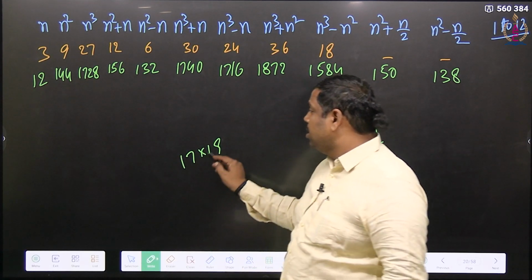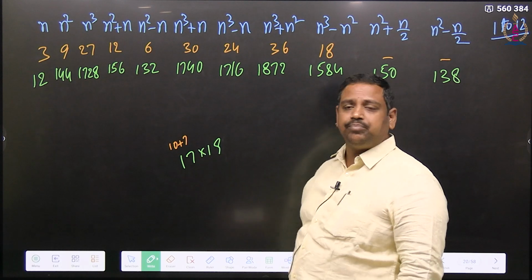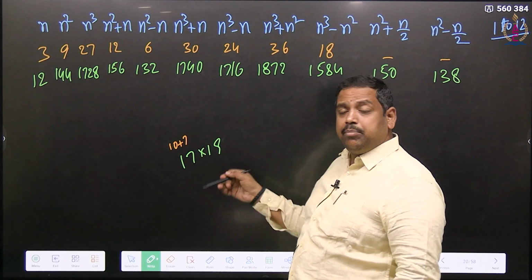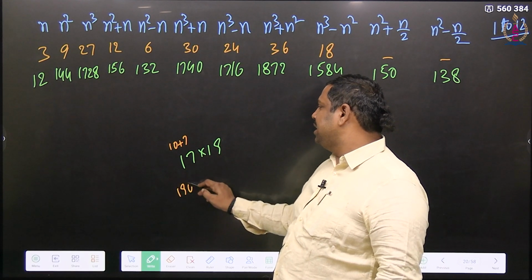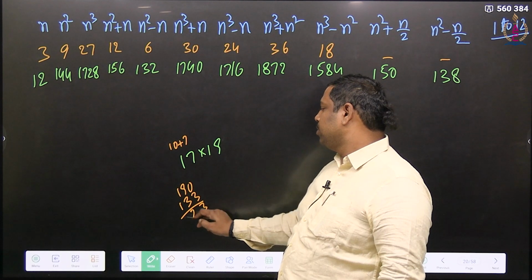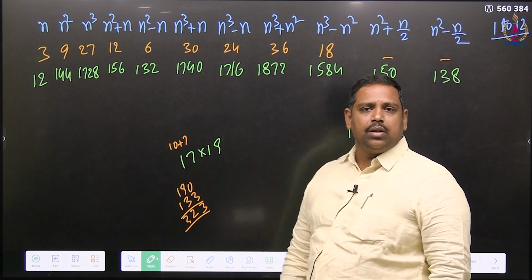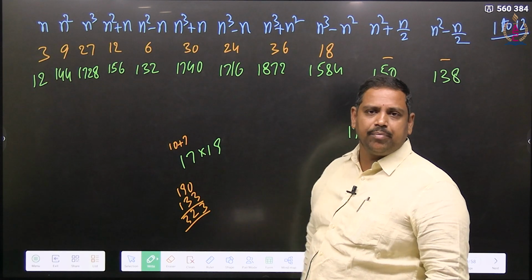Let us observe. 19 into 17, right? I will feel it as 10 plus 7. If I am good at the tables, 19 tens are 190, 19 sevens are 133. I will add both. If I am good at calculation, I will do it without having this also on the paper.